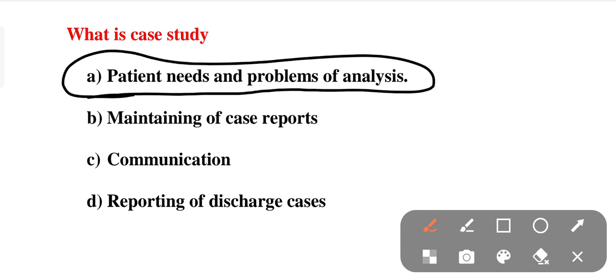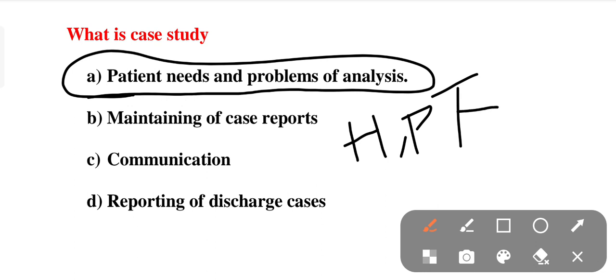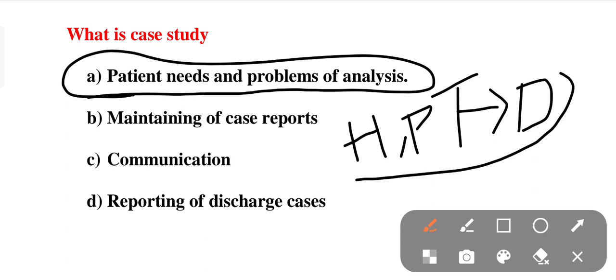For example, as a nurse, you have to take one case study. From the admission onwards till the discharge, you have to take the complete history, physical examination and treatment, whether it is surgical or non-surgical, until the discharge. All these stages come under the case study. So it is nothing but a complete history and treatment of a patient, that is a case study.